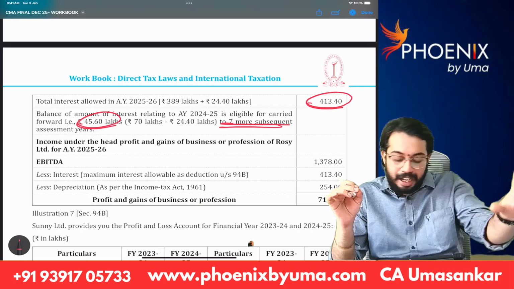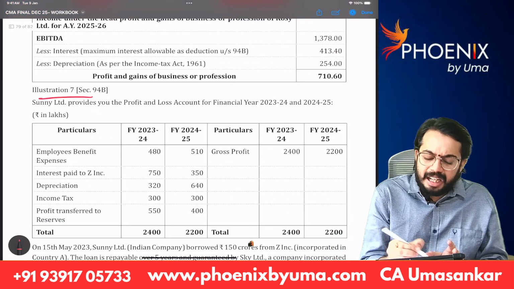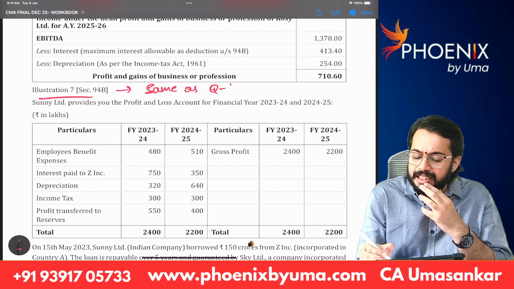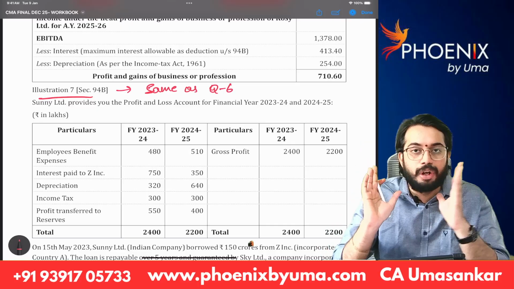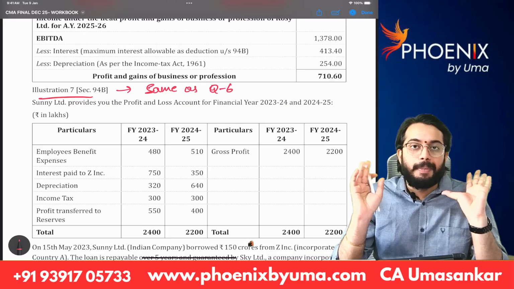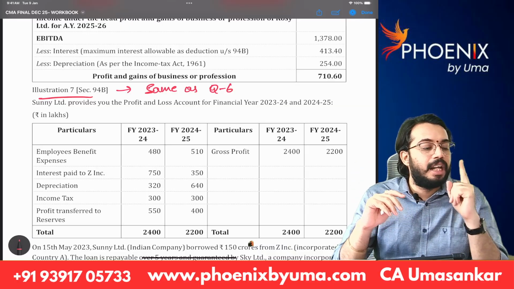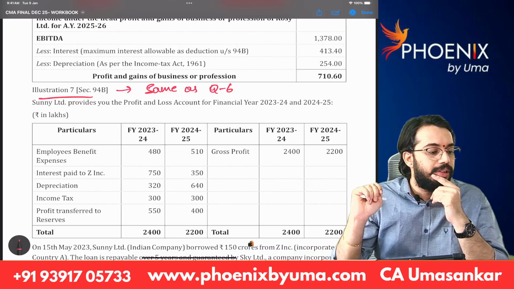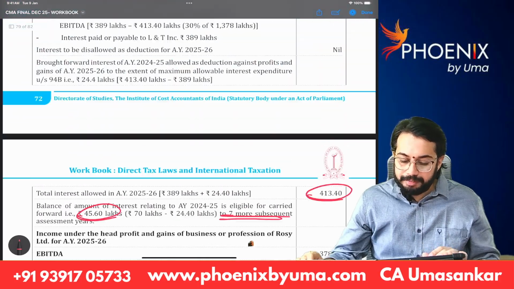94B, very important. Illustration 7, same, just like illustration 6 only, question 6. You please try to do on your own. Very important. Section 94B, definitely one question will come in the examination. Okay. So, I hope you are clear.